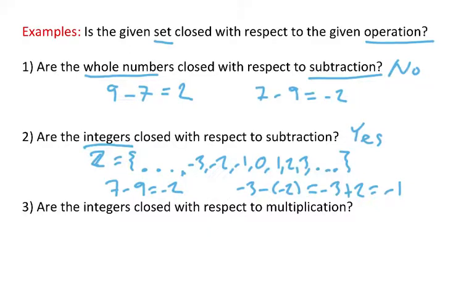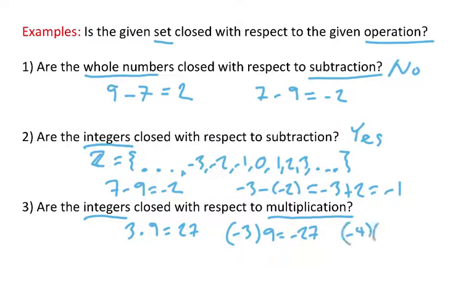Are the integers closed with respect to multiplication? Again, the idea is pick any two elements of the set, perform the operation on it. Will the result also be in the set always? If we multiply, say, a positive integer by another positive integer, you get a positive integer. If you multiply a negative integer by a positive integer, you get a negative integer, but it's still an integer. I believe this is always going to be the case, that no matter what you pick, the product of any two integers will still be an integer, and that answer is yes.